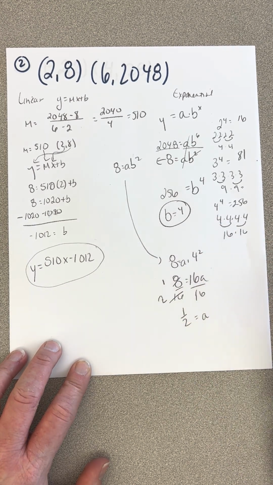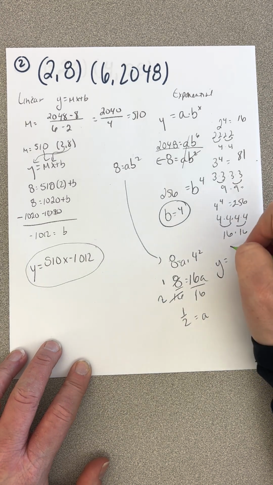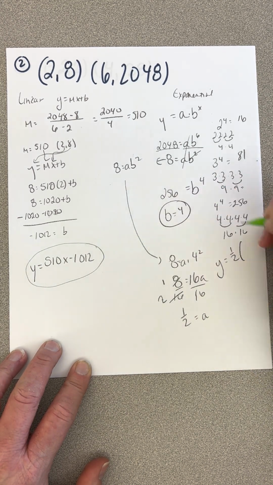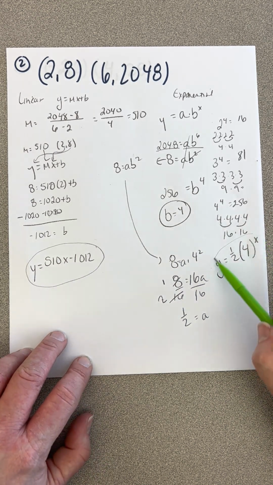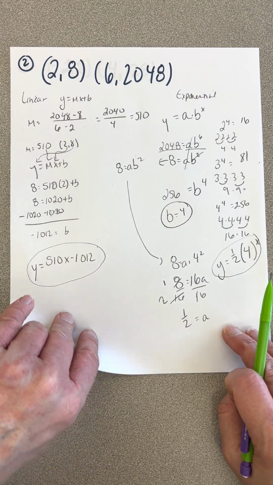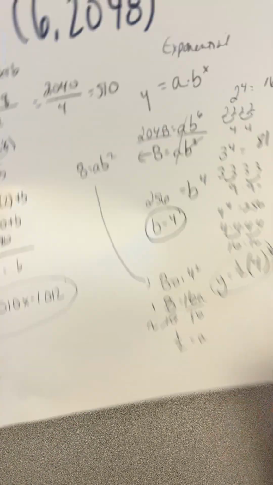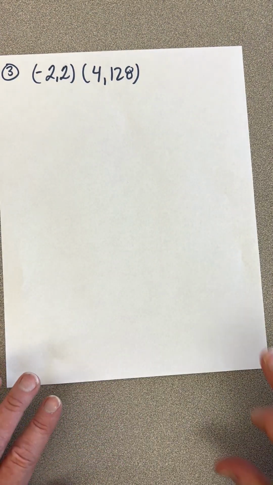A is 1/2. So our equation is y equals 1/2, because that is my a, times my b, which is 4, raised to the x. There we go. Those are my two there. All right, my last one, I threw in a little negative exponent there.